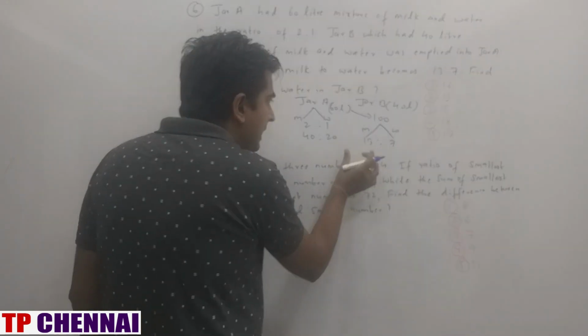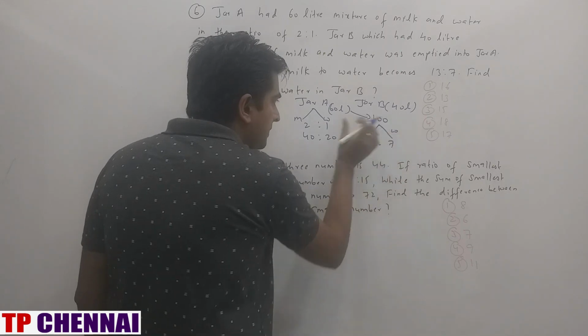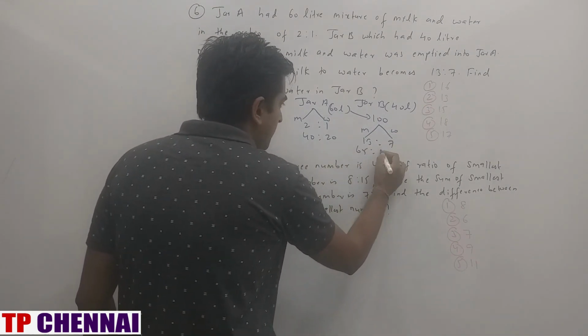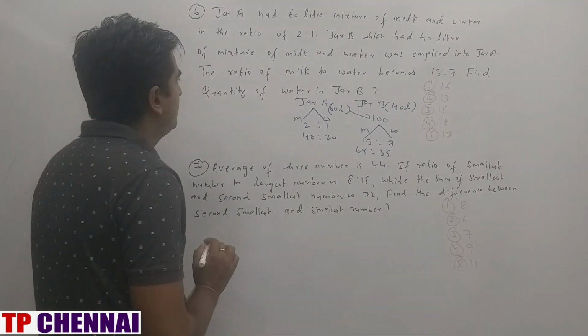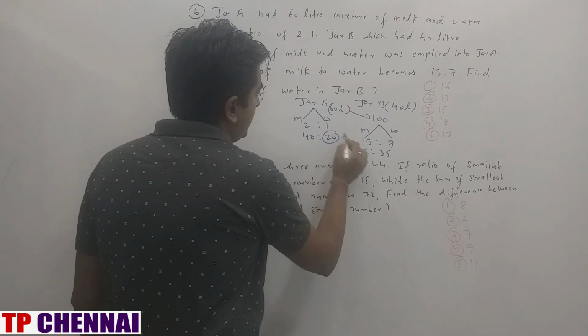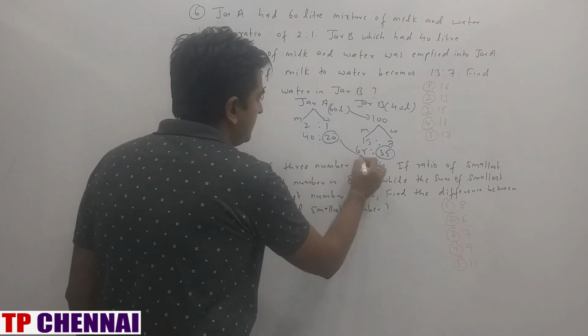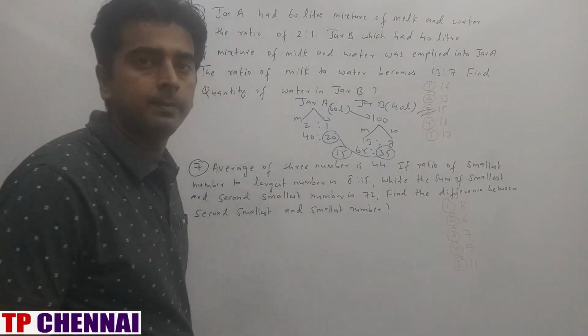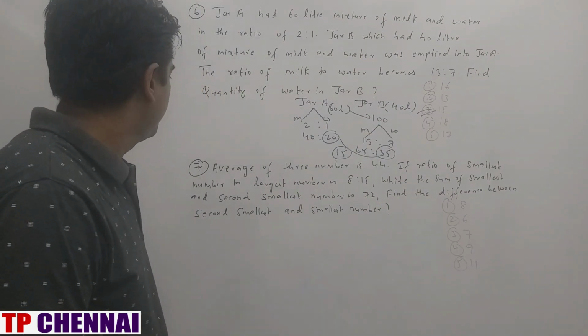Right? So in jar A the ratio is 20. 20 parts is 100, 1 part is 5, this part is 65, and this part is how much? 35. Now they are saying find the quantity of water in jar B. So the initial quantity is 20, now it is 35. How much is it there? 50. My answer is the third option. Good question.